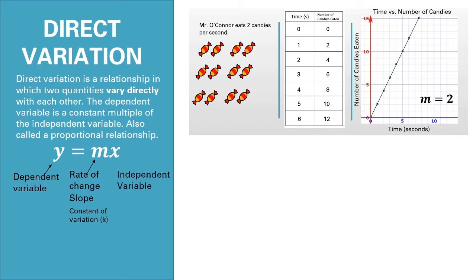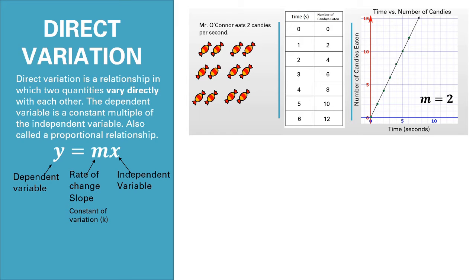X represents the independent variable, and that is the other of the two quantities that vary directly with each other. In our scenario, which was the independent variable, time or number of candies eaten? Time was. Time does not depend on the number of candies eaten, but the number of candies eaten does depend on time. That makes time the independent variable. And just a hint, time is always the independent variable because we cannot affect time. And we've discussed that several times in class already.